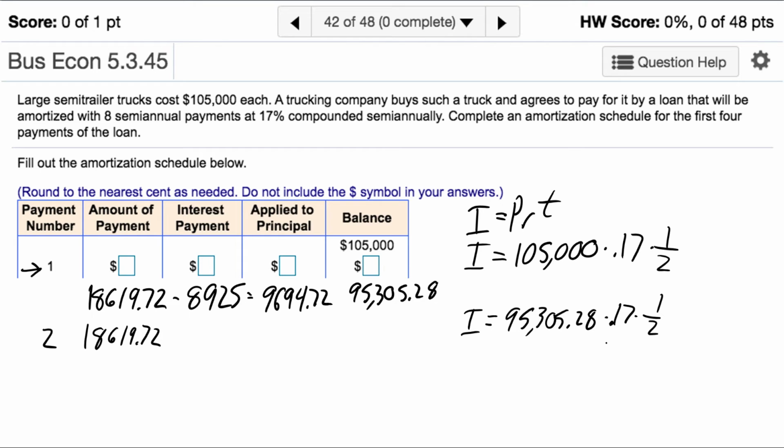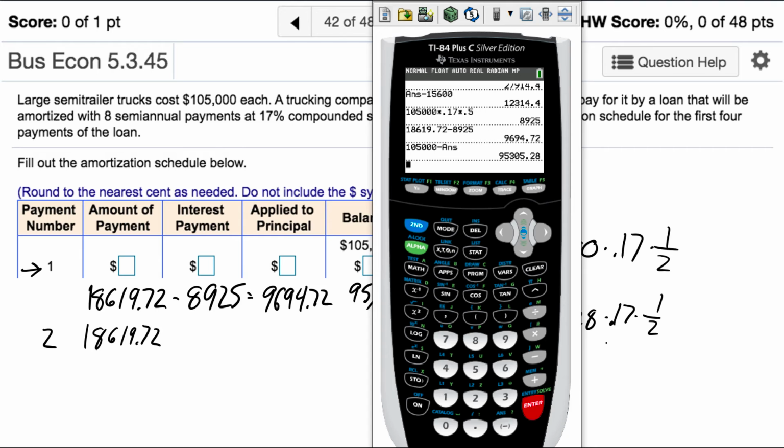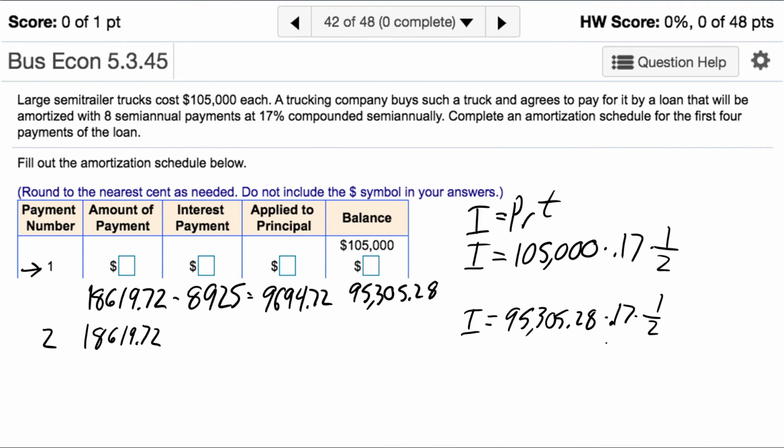So essentially, we're just applying the 17% interest in 2 parts. So half of the 17% interest is applied to the first payment because that's half a year. And then the other half of the 17% interest is applied for the second half of the year. All right, so we take that $95,305.28 times 0.17 times 1/2, or 0.5. And so that's going to be our interest for the second payment, $8,100.95.